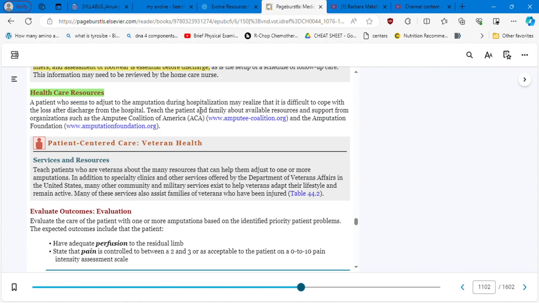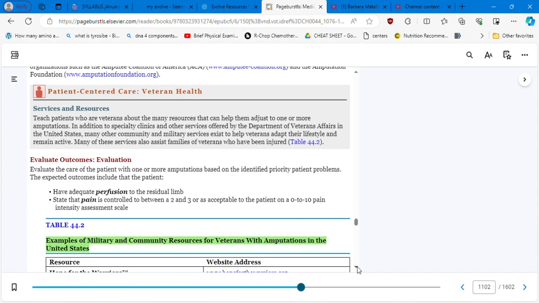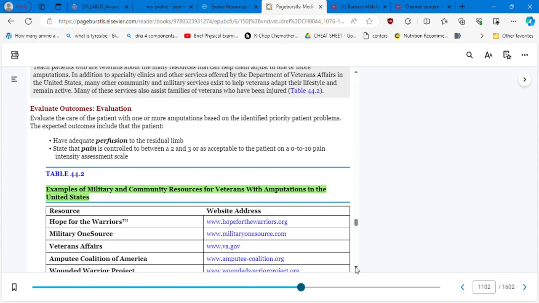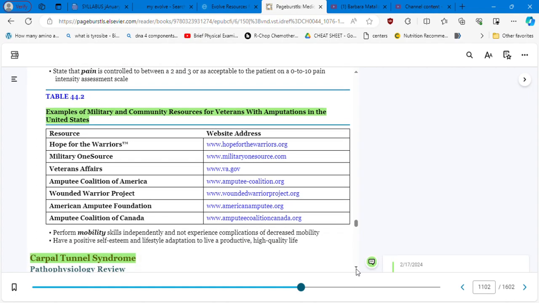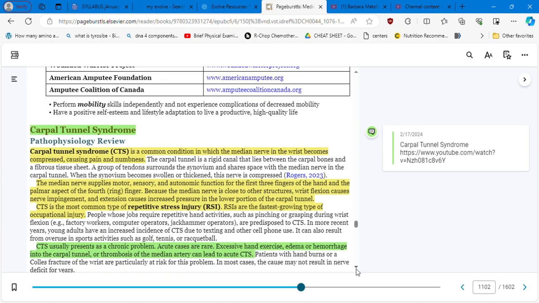Healthcare resources. There is a variety here that you can share with the patient. The same thing for veteran health. And here are examples of military and commonly used resources for veterans with amputation in the United States. Look at this list. Military OneSource, Wounded Warrior Project. Excellent, excellent, excellent.